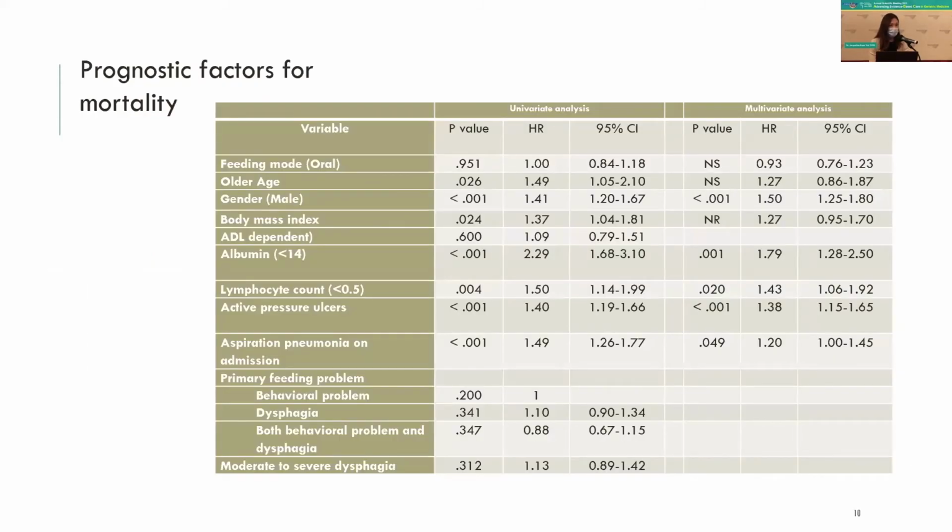To assess for prognostic factors for mortality, a Cox regression analysis was conducted. The factors that predicted mortality were male gender, low albumin level, low lymphocyte count, presence of active pressure ulcers, and having a diagnosis of aspiration pneumonia on admission. We also assessed the influence of the feeding mode and found that feeding mode did not influence mortality in our analysis.